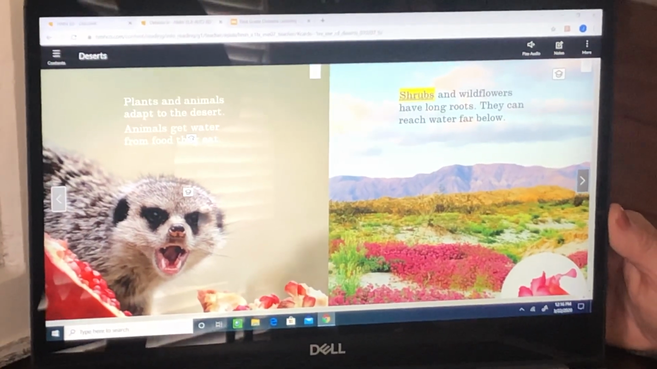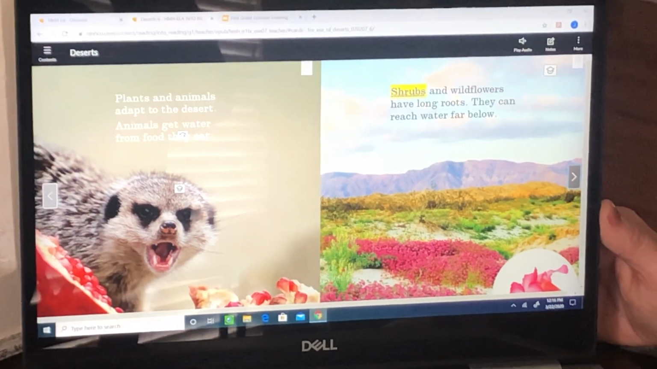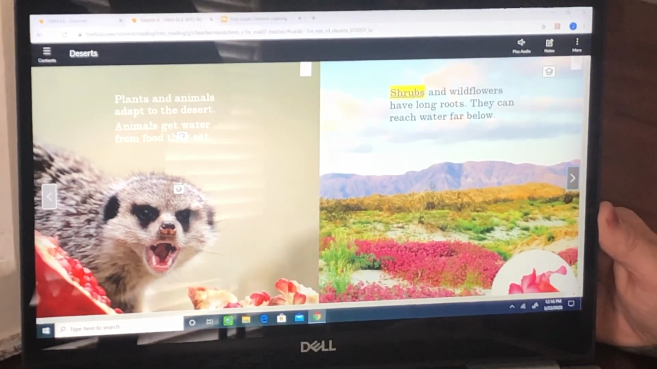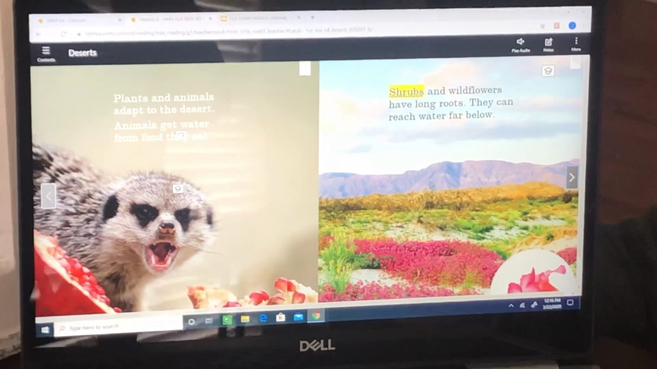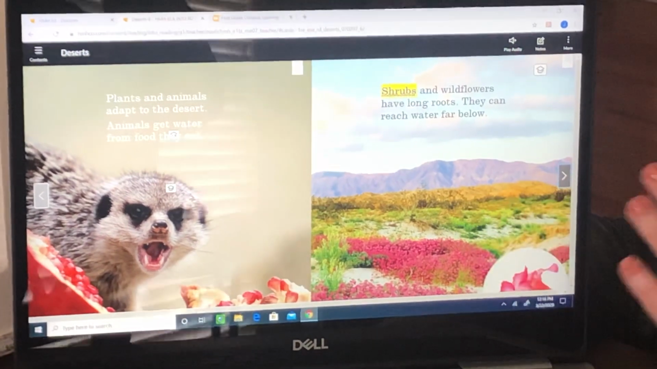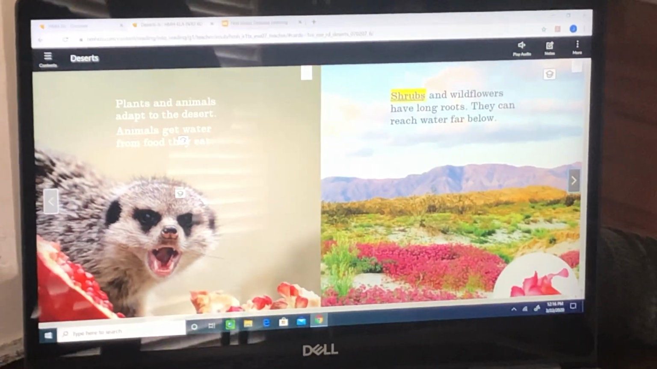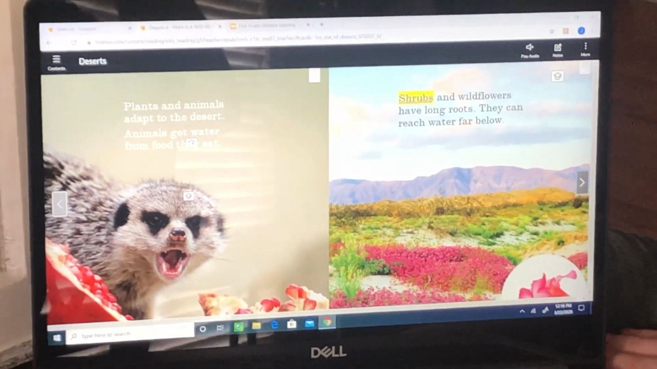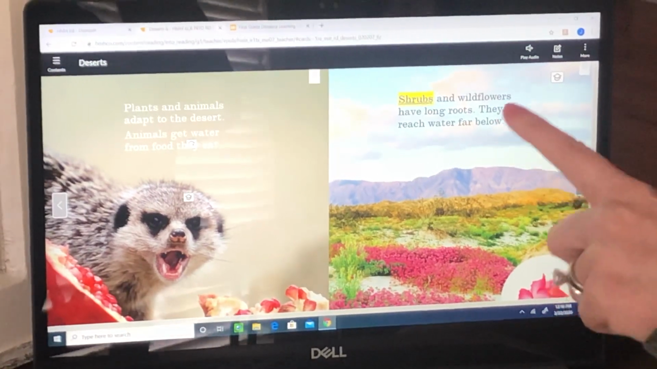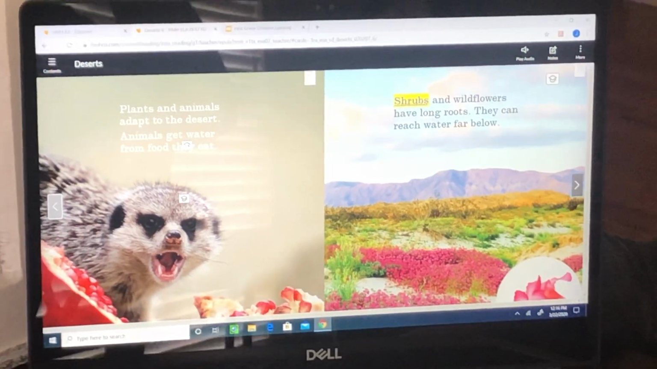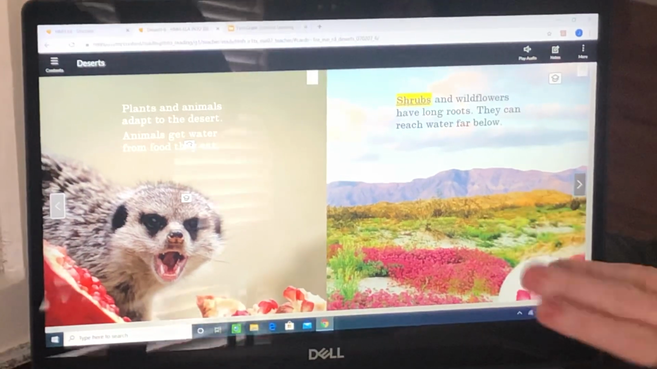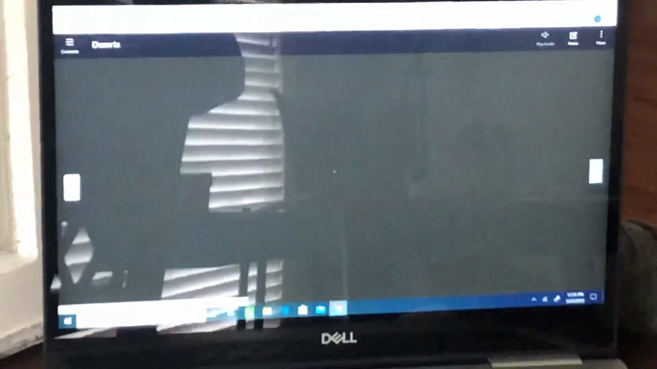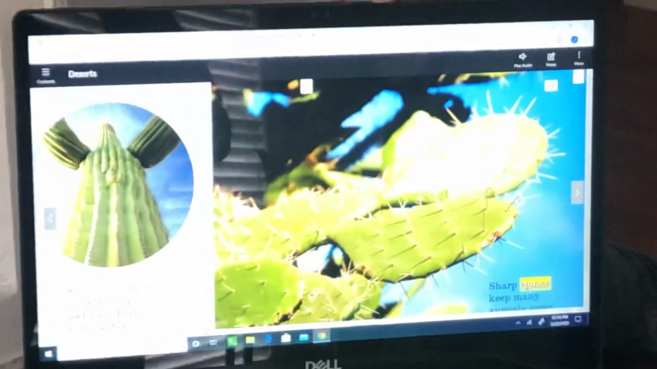Plants and animals adapt to the desert. Animals get water from food they eat. Shrubs and wildflowers have long roots. They can reach water far below. Why do you think it's important that these shrubs and wildflowers have long roots? Can you reread this and tell me why you think it's important for them to have long roots? It says after that, they can reach water far below. So their roots help them get the water that's far below, because the desert is a pretty dry place with not a lot of rain. Okay. You guys are doing awesome.